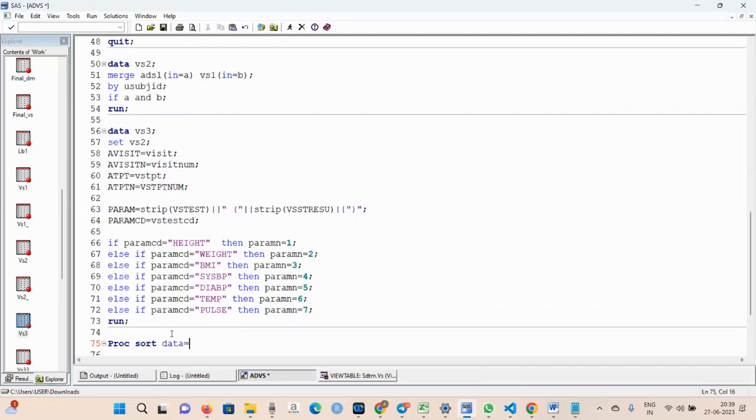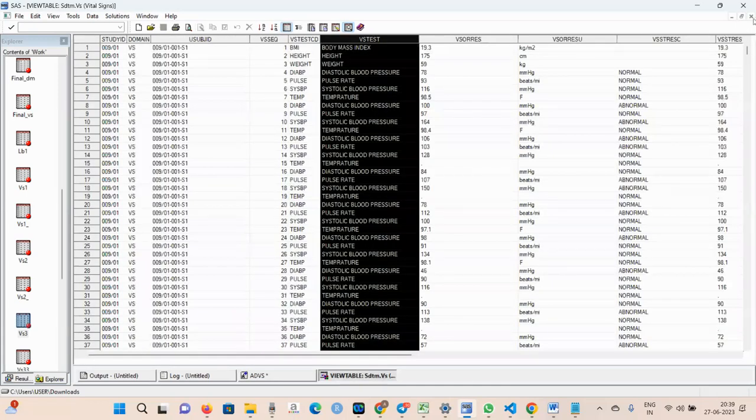Sort data equal to VS3. Because our PARAMN is not in the sort order, we need to sort it.